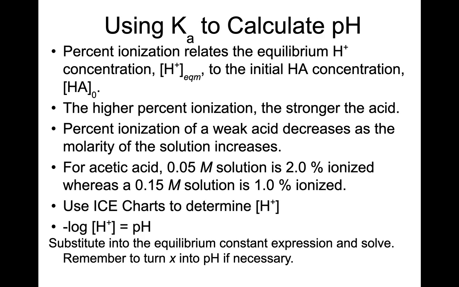So for this type of problem, we are also going to use an ICE table to determine our concentration of hydrogen ions. And then once we know that concentration, we can use the logarithmic equation to calculate pH. Now it's important to remember that we may have to substitute x in our ICE table for pH if necessary. We might have to do that and solve for x first, just like last unit.